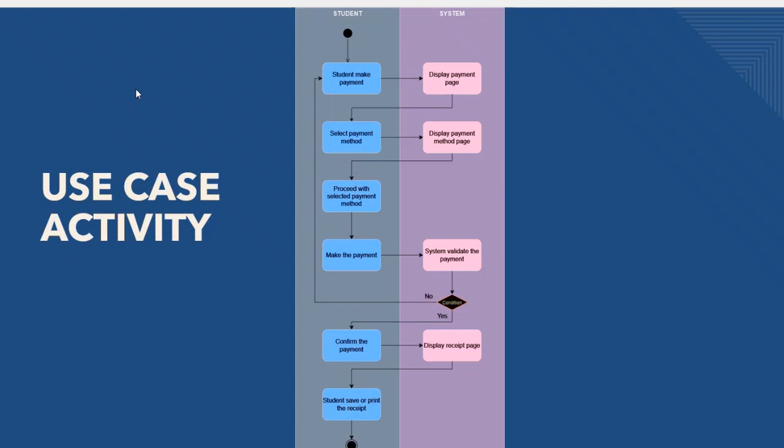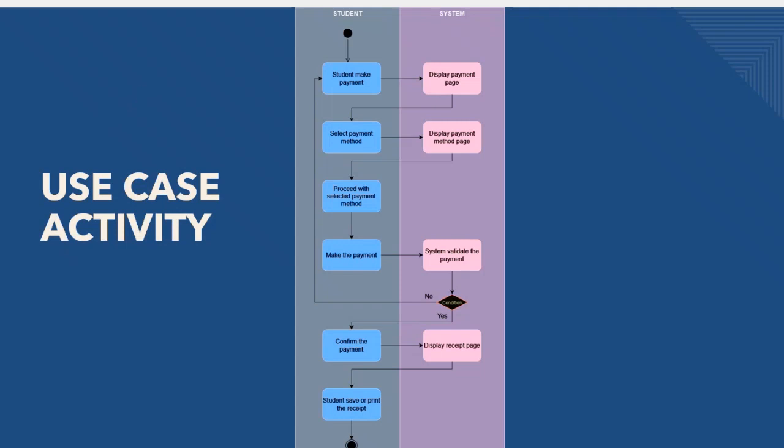Okay. After the validation, there will be two conditions. If the validation is successful, it will continue to the next step. If not, it will go back to the first step, so the student needs to make the payment again. If the condition is successful, the payment needs to be confirmed, and then it will display the receipt. After that, the student can save or print the receipt, and after that is the end of the system.